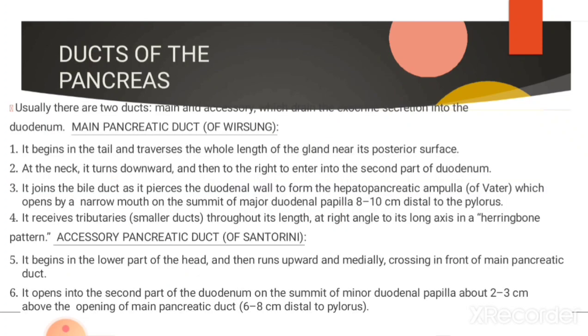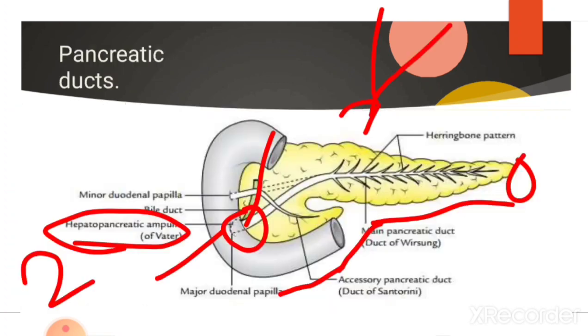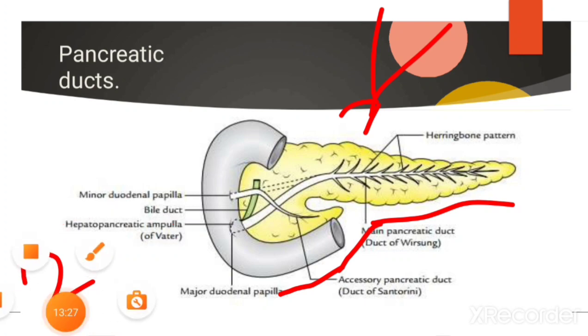So next is your accessory pancreatic duct, known as the duct of Santorini. It begins in the lower part of the head and runs upwards and medially, crossing the front of the main pancreatic duct. In the diagram we can see the lower part of the head is drained by the accessory pancreatic duct. It is running upwards and draining with a separate opening in the second part of the duodenum, and at the opening it forms a dilated part known as the minor duodenal papilla.